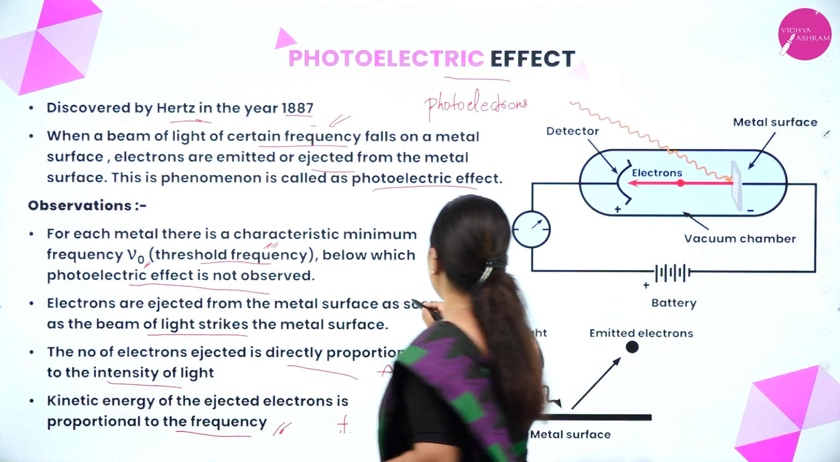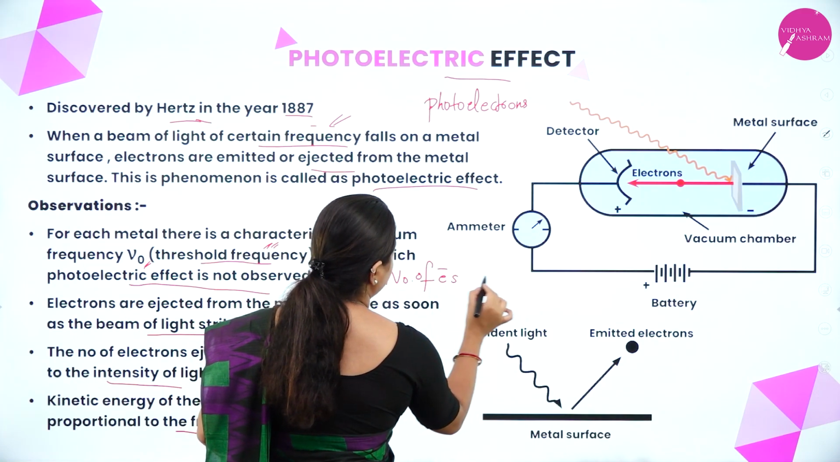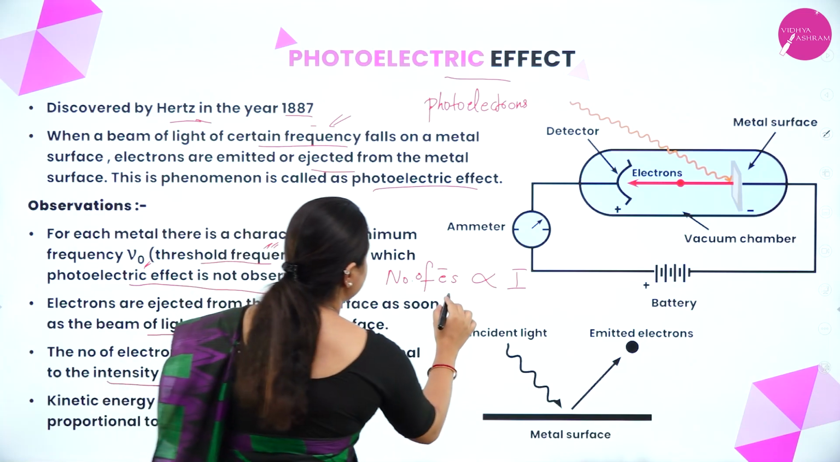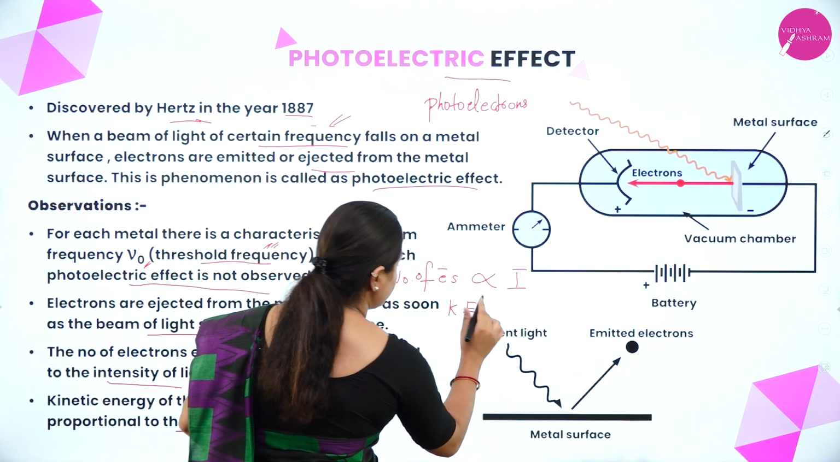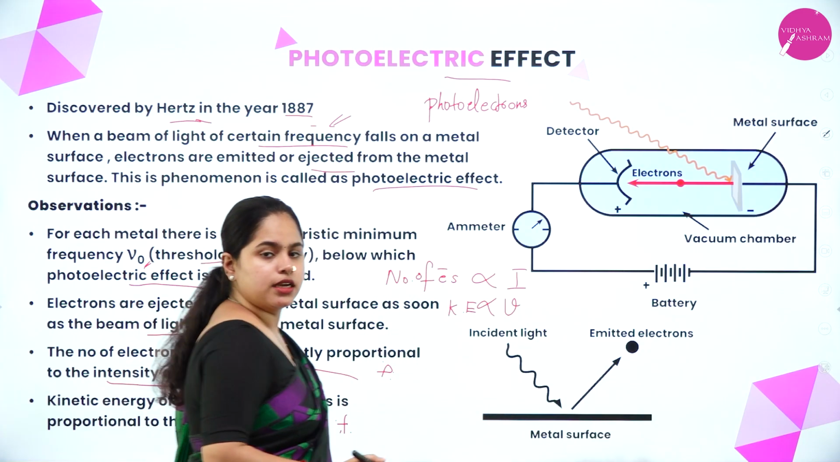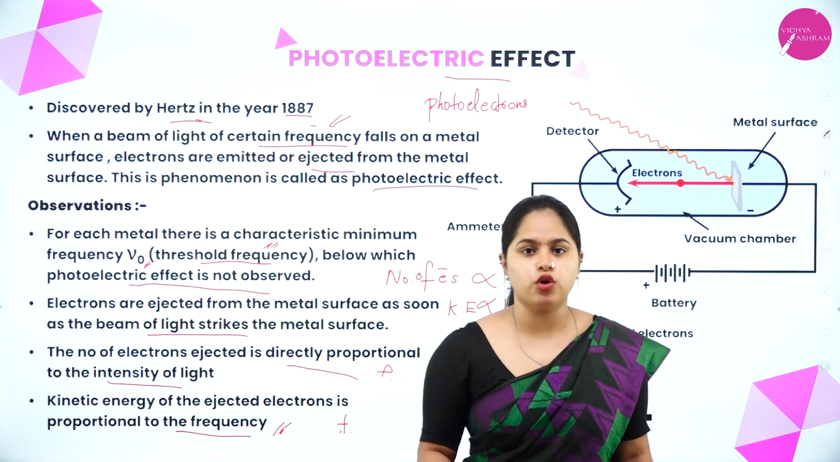So the number of electrons depends upon the intensity of your incident light, and the kinetic energy of the electrons which are ejected depends upon the frequency. So this is what were the observations made from the photoelectric effect.